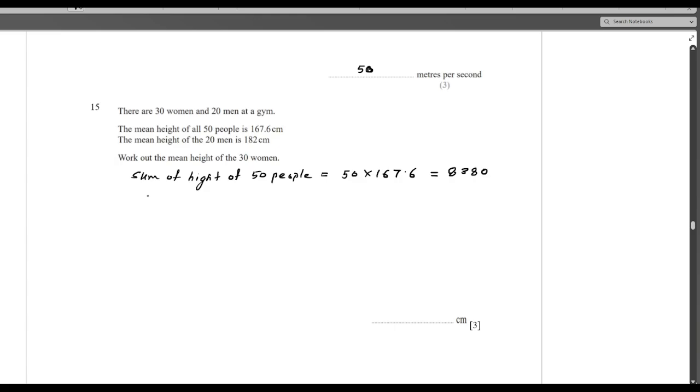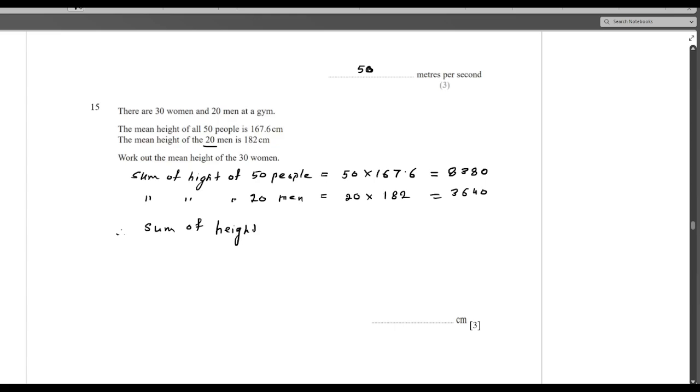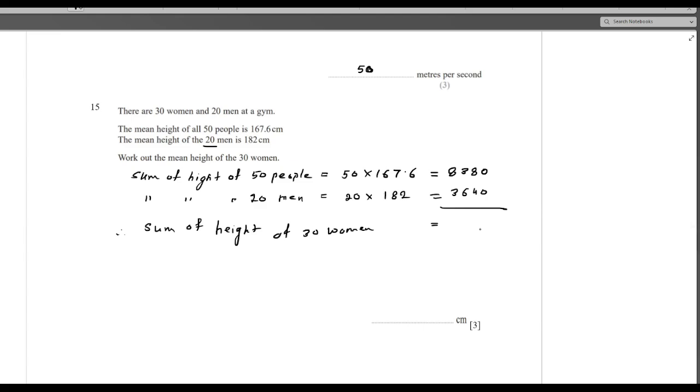Now similarly, the sum of the heights of the 20 men is 20 times the average for men, which is 182, so 182 multiplied by 20 gives me 3640. Therefore the sum of the heights of the 30 women will be equal to, I will subtract this, 8380 minus 3640, which gives me 4740.